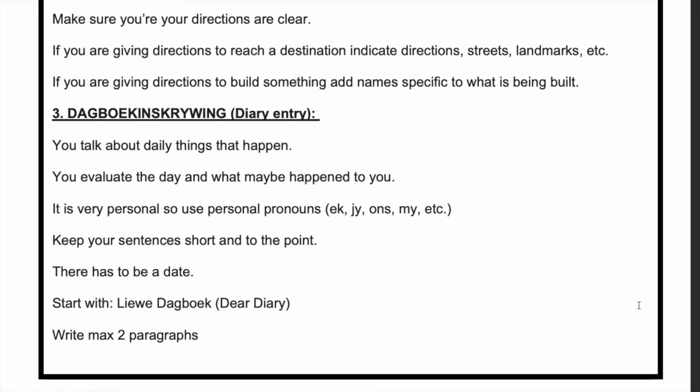Keep your sentences short and to the point. There has to be a date. And you have to start with Liewe dagboek, which means dear diary. And then write maximum 2 paragraphs, and please read the instructions. If they say you need to write a diary entry for 2 days, then you need to do it for 2 days.